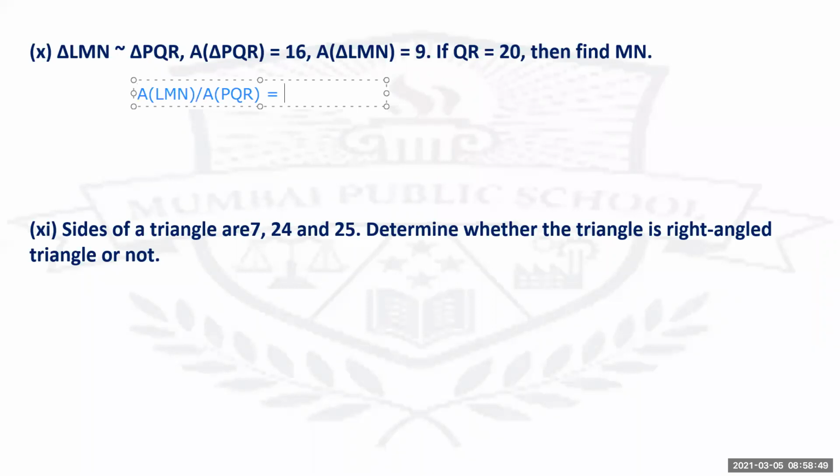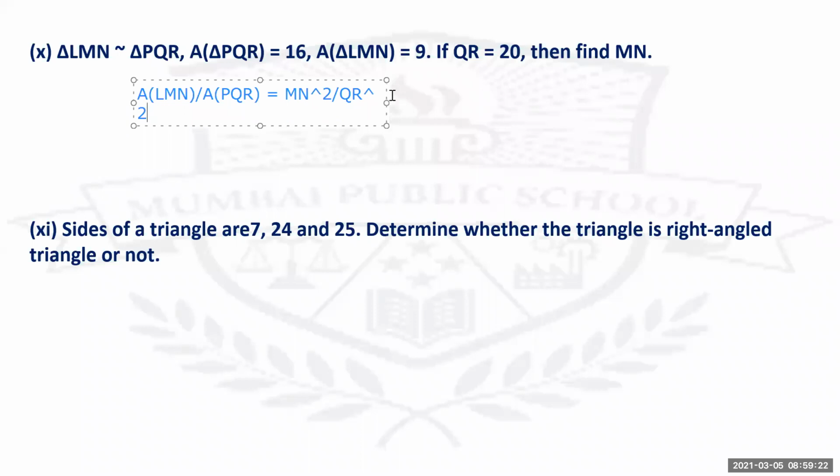LM. You are taking side LM. Now check values of which sides are given to you. MN. So you are taking the last two vertices of triangle LMN. So MN. And it is squared. When you're considering the sides, you take the square. Understand? So MN square upon QR square. Is this understood by all the students? Any difficulty here?